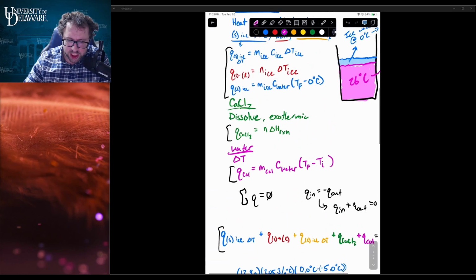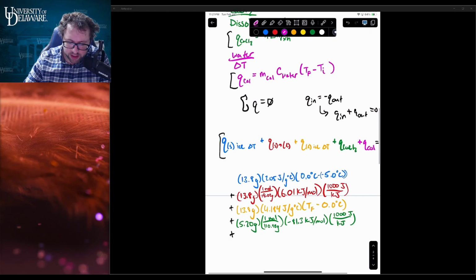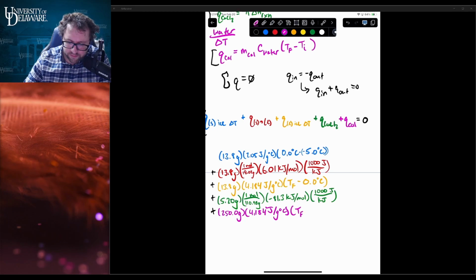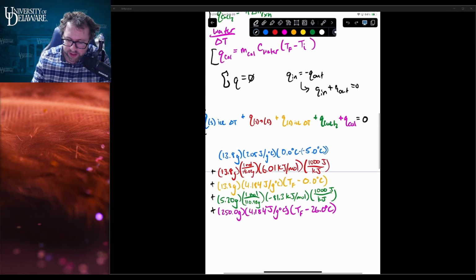So we have here 250.0 grams times 4.184 joules per gram degrees Celsius times TF minus our initial temperature, 26.0 degrees C. There we go. And this whole thing is equal to 0, right?